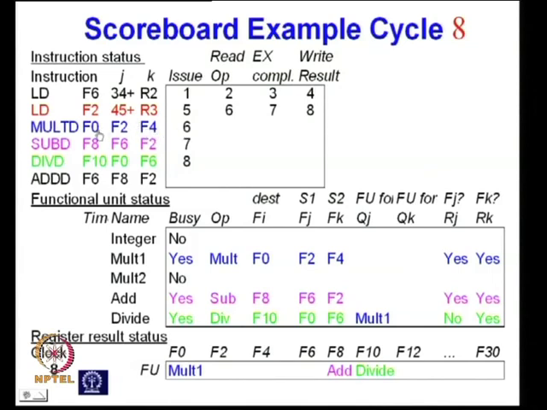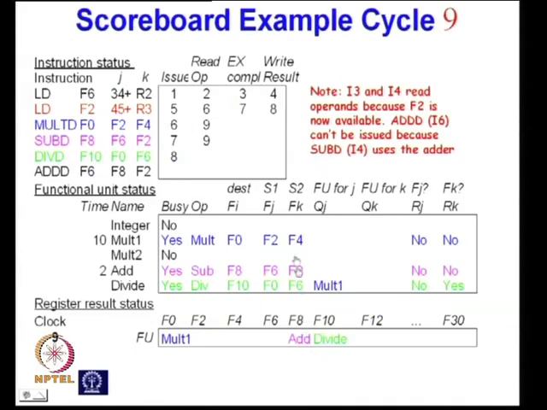Now, let us see, although the multiply double instruction was issued, F2 and F4, you see, it was waiting for the result to be written by the second instruction. So, it did not read the operands until this writing was complete. In the next cycle, you will see it will read the operands, because now I3 and I4 read the operands, since F2 is now available.